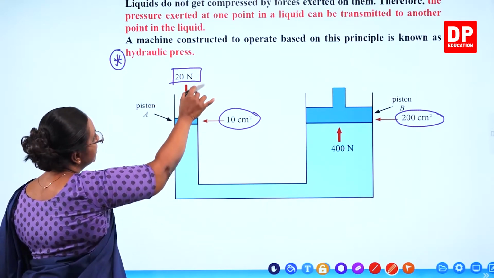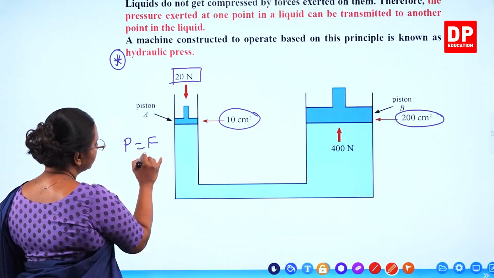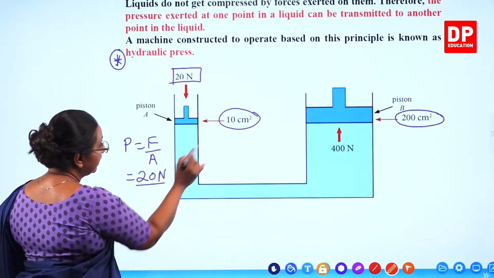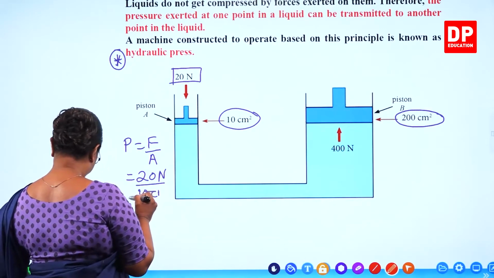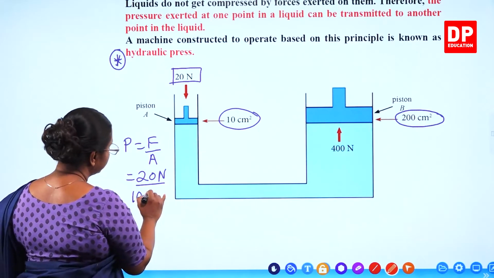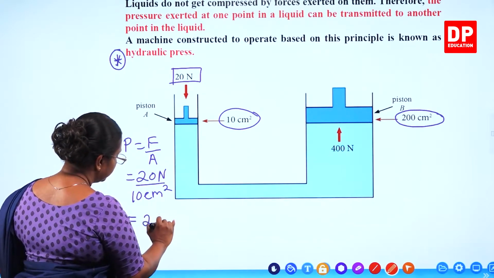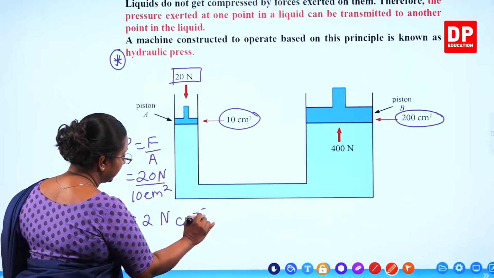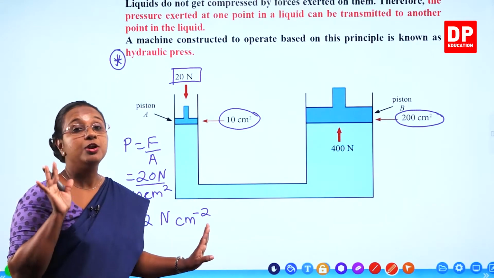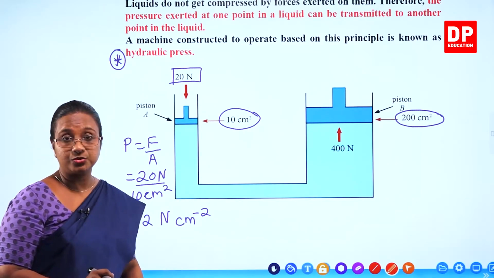So here you can see, students, 20 Newton force. So what is the pressure here? Pressure is force over area. So force is what? 20 Newton. Area, we will use the unit centimeter square itself. So the pressure you can see 2 Newton centimeter minus 2. I am not going to do a unit conversion because we are trying to understand the concept, not to calculate the pressure in standard units. So 2 Newton per centimeter square.